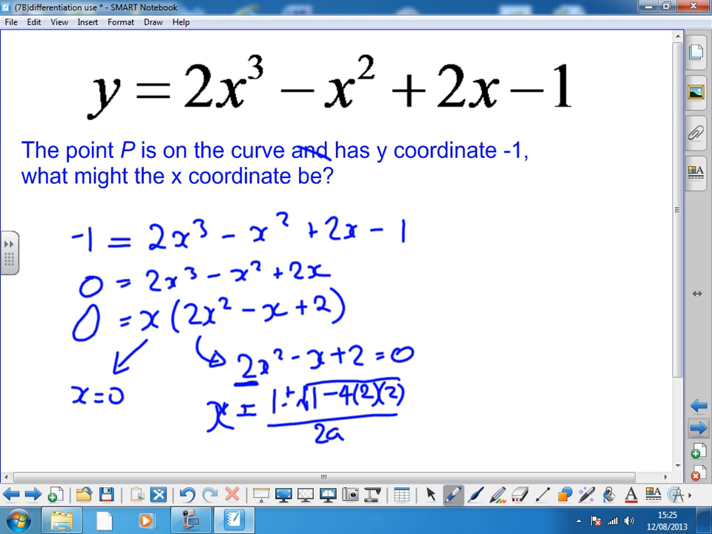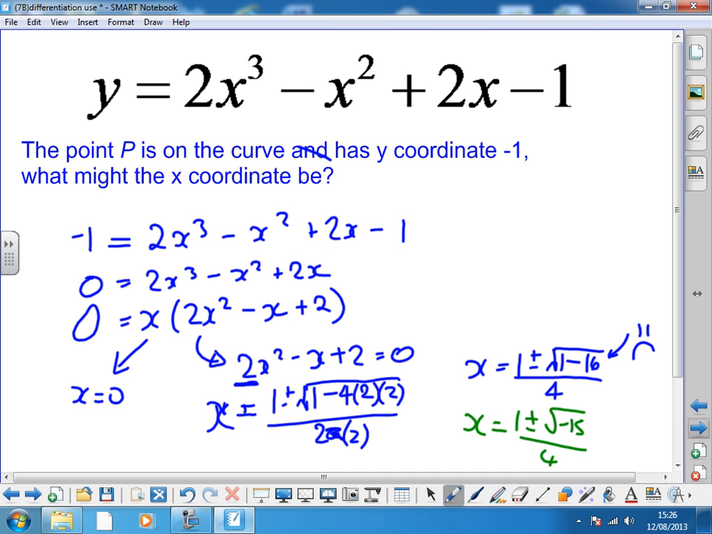What happens when we try and solve it? A is 2, so we've got x equals 1 plus or minus the root of 1 minus 16, all over 4. That's a negative root, the square root of minus 15. Can we do that? Not right now, we can't. If we could solve that, it would be 1 plus or minus the square root of minus 15 all over 4, but unless you do further maths and learn how to do it, you can't square root a negative number.